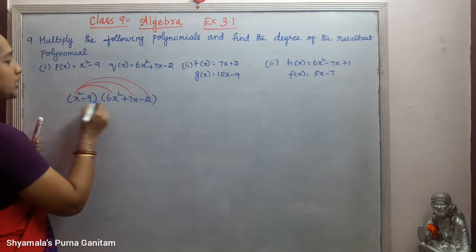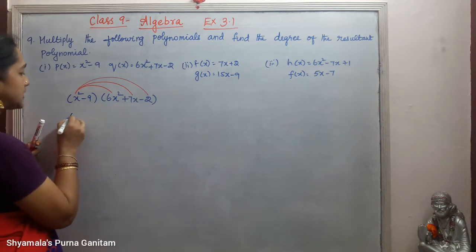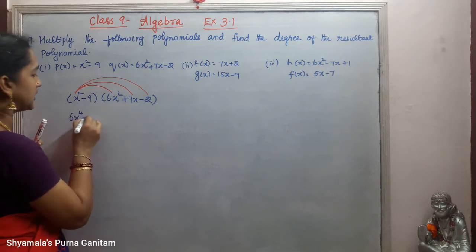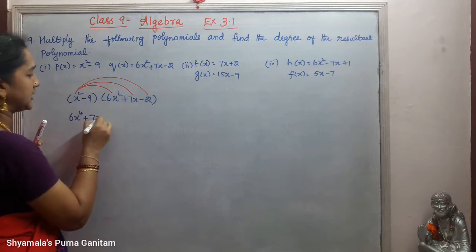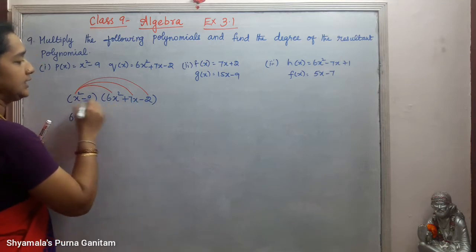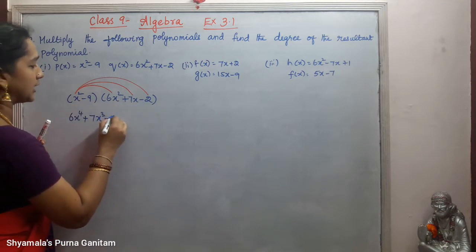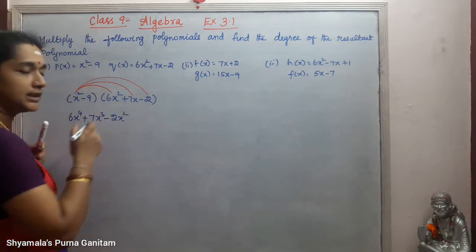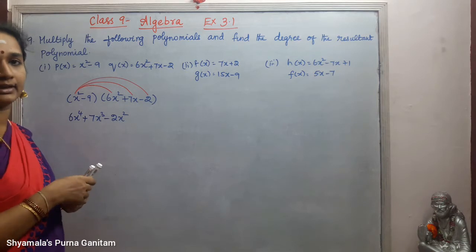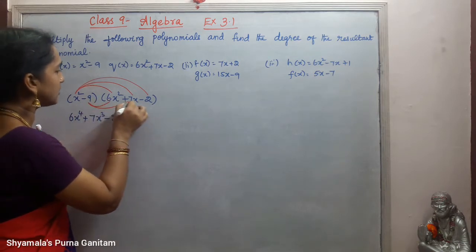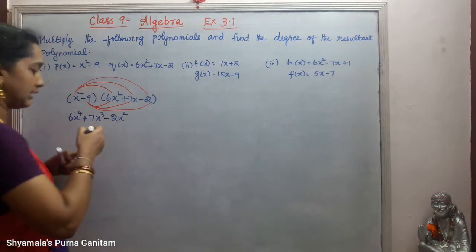Okay. So x squared into 6x squared is 6x power 4. Then here the addition symbol is there, plus 7x cube. x squared into x is x cube. Then x squared into minus 2 is minus 2x squared. So we have multiplied this x squared term with all the three terms in the second expression. Then the same way this minus 9 also has to be multiplied with all the three terms.